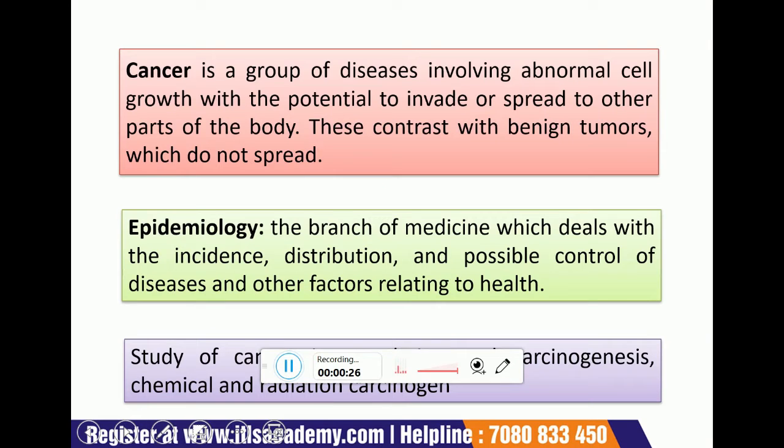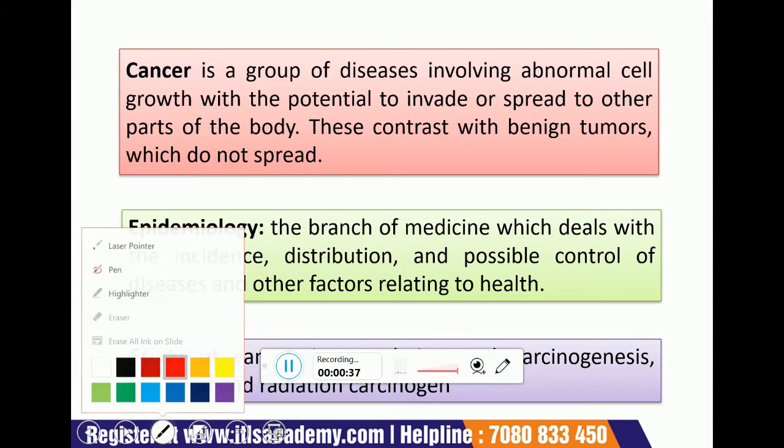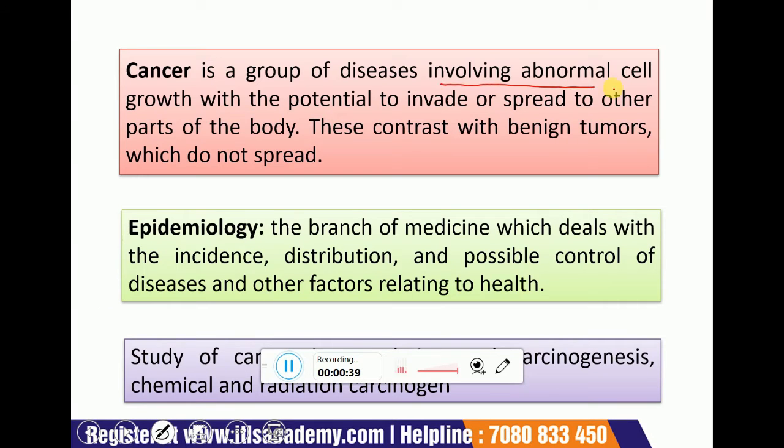Before going into the details of the epidemiology of cancer, let's try to understand what the term cancer and what the term epidemiology basically mean. Cancer is basically a group of diseases which involves abnormal cell growth with the potential to invade or spread to other parts of the body. It means basically cancer is an abnormal cellular growth.